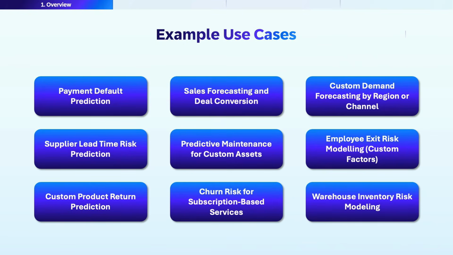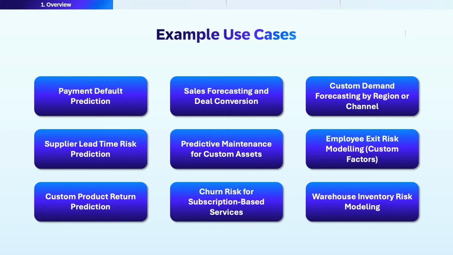Payment default prediction helps identify customers or invoices that are at risk of late payment, allowing finance teams to take action before delay occurs. Sales forecasting and deal conversion use historical opportunity data to predict which deals are likely to close and when, leading to more accurate sales planning. Custom demand forecasting by region or channel enables granular forecasts tailored to specific products, locations, or sales channels.